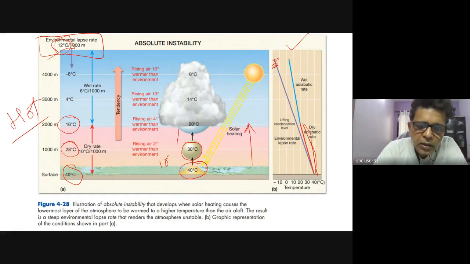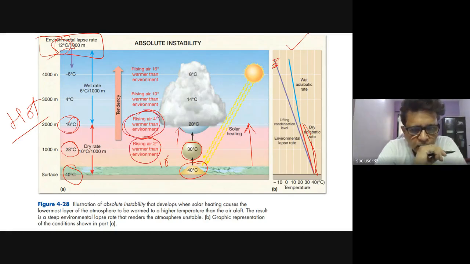Then you go to 30, from 30 to 20 here. This has gone from 28 to 16 here. Okay, so the rising air initially was 2 degrees warmer. Now it is 4 degrees warmer. And in fact, now what is happening with this is this is going into condensation.